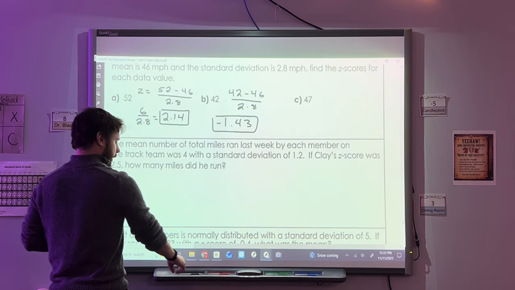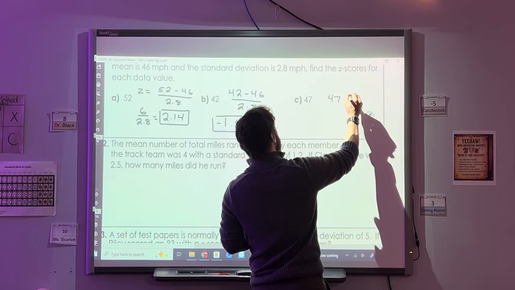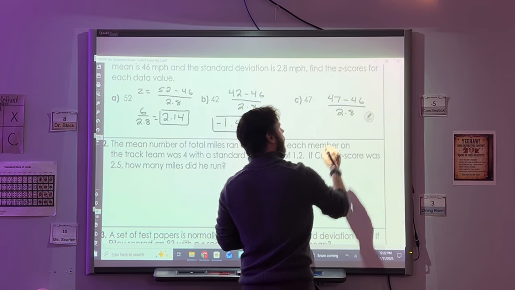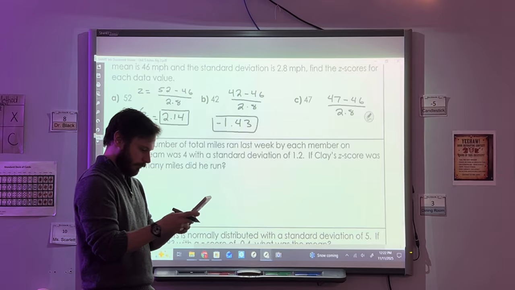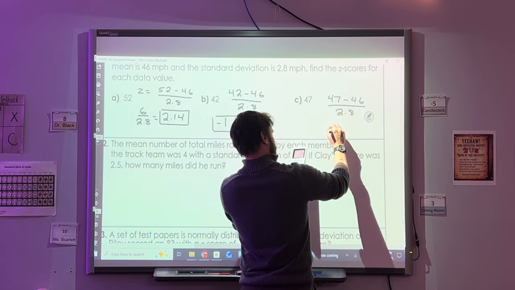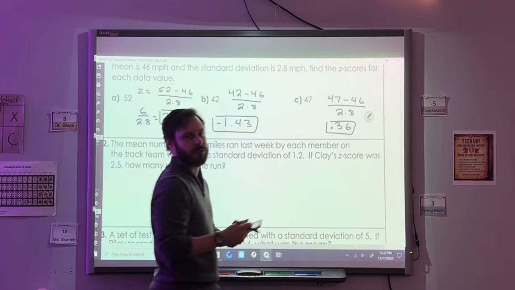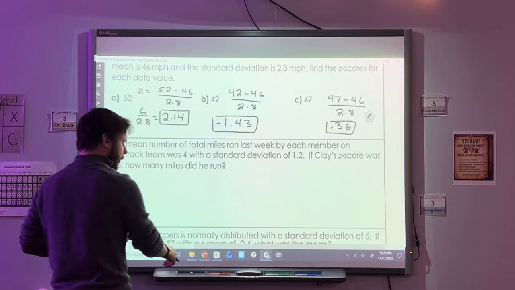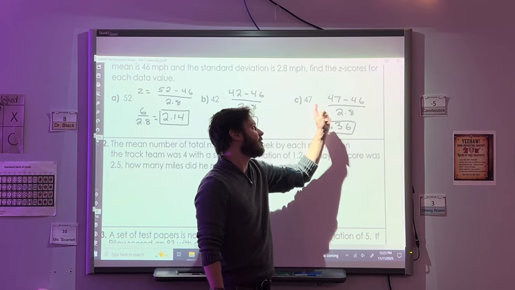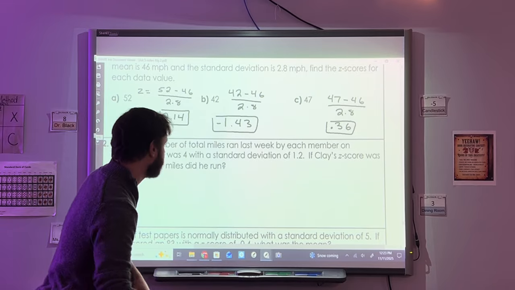And then lastly here, your data value minus the mean over 2.8. That's going to be 1 divided by 2.8. 0.36. So not a full standard deviation, barely even above average, but just slightly above. And we knew that because if the average was 46, only 1 mile an hour more is just slightly above that average.